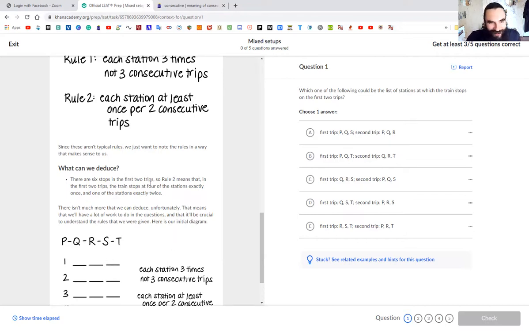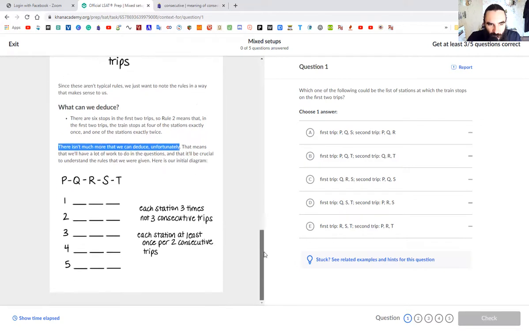At least now it makes sense. There is exactly one station where it stops exactly twice. Okay. So there isn't much more that we can deduce, unfortunately. That means that we will have a lot of work to do in the questions, and that it'll be crucial to understand the rules that we were given. Here is our initial diagram.